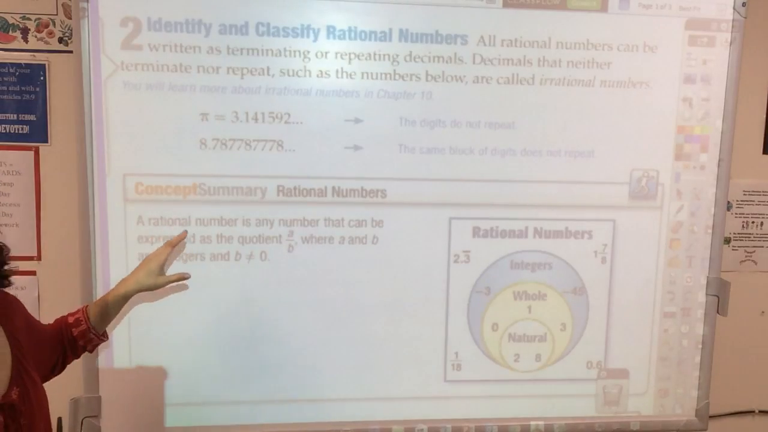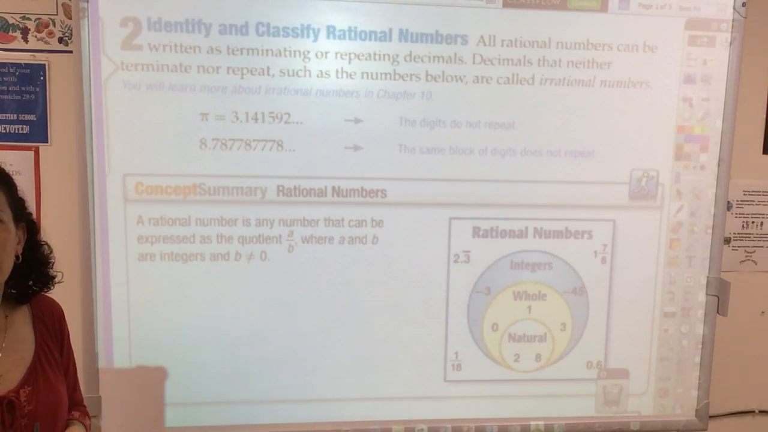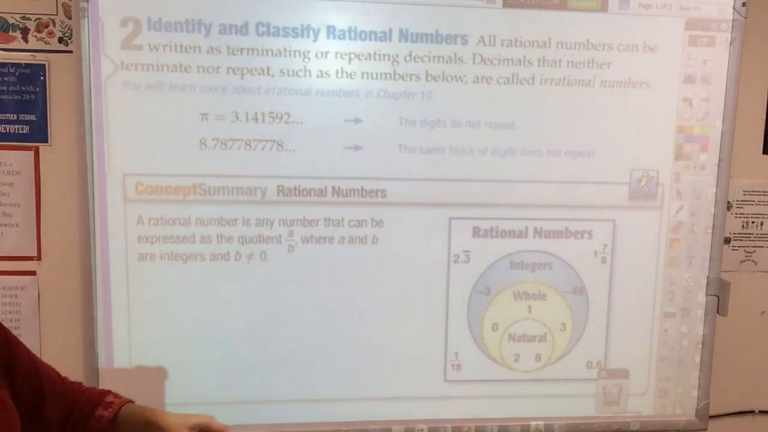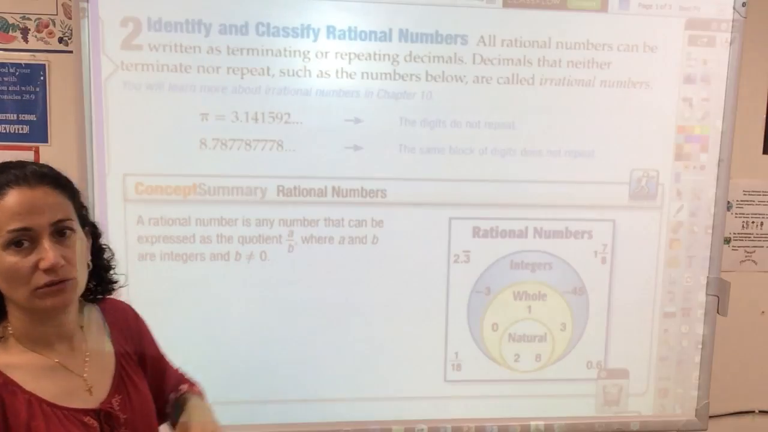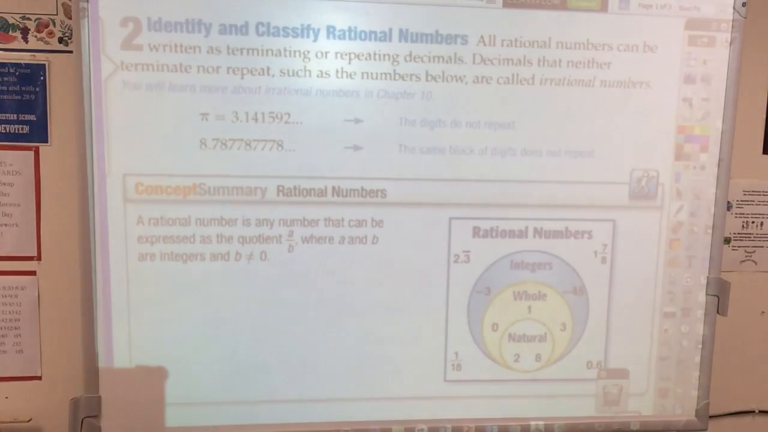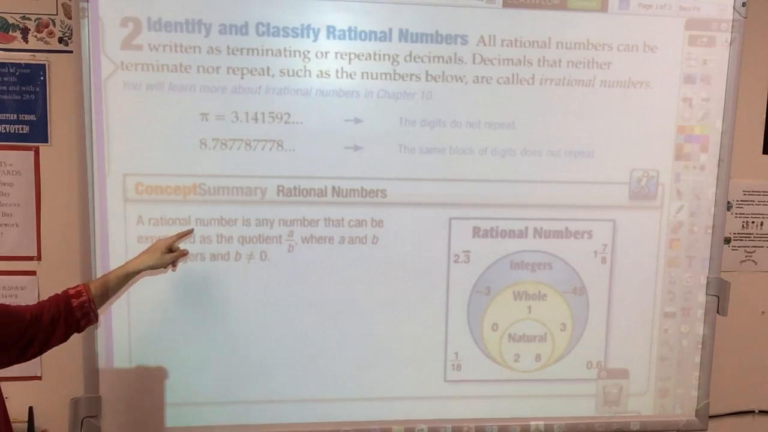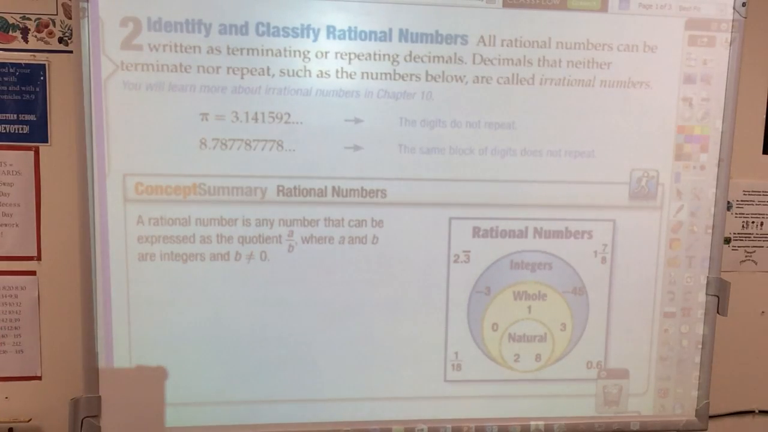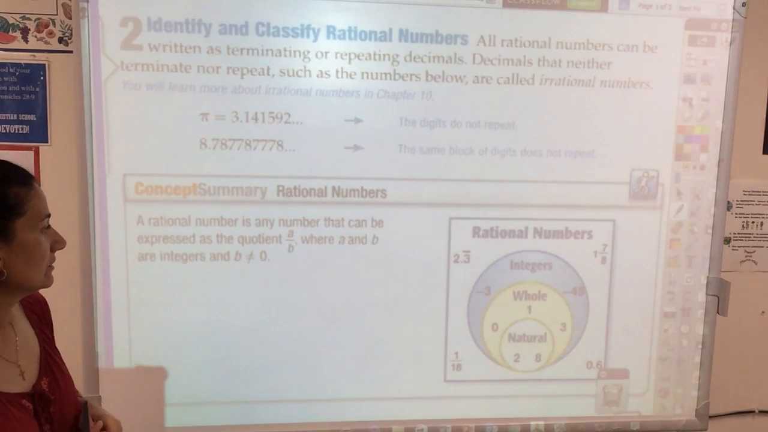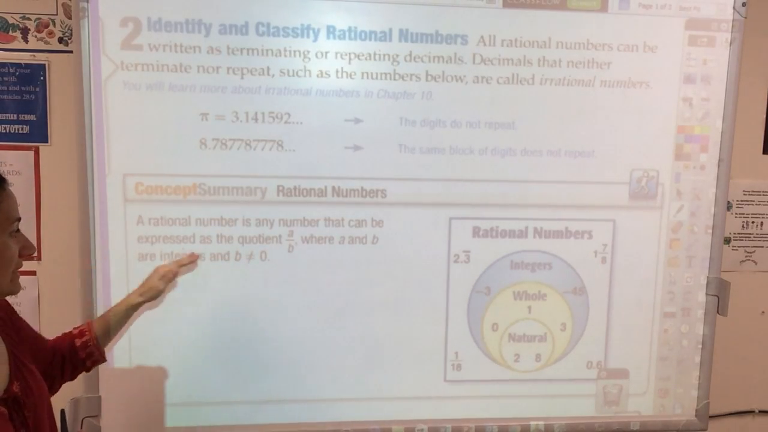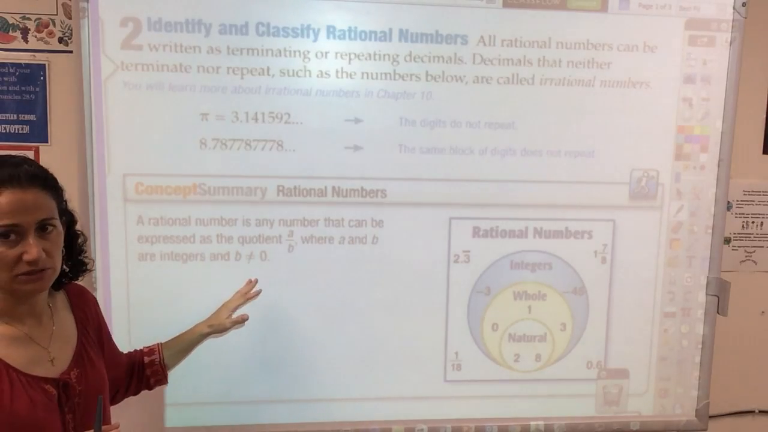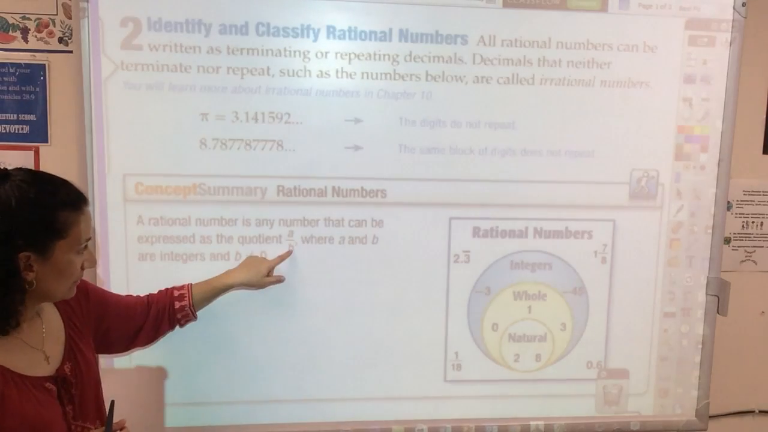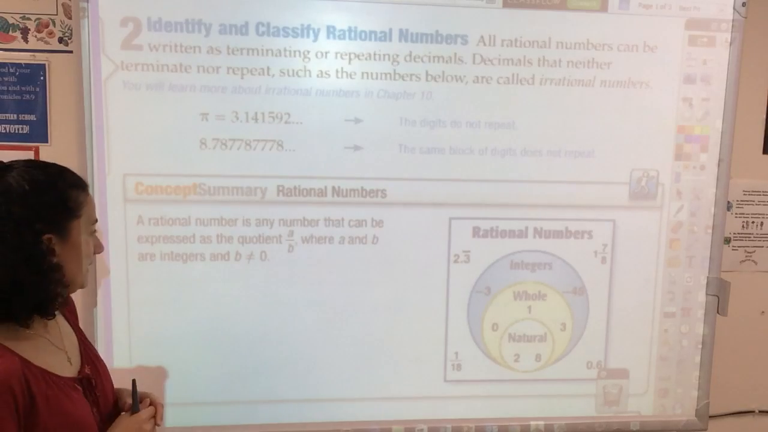A rational number, make sure you're taking notes, you're writing down the definition, and I especially want you to copy this diagram into your notebook. And I'll read those numbers in case you can't see them. So a rational number is any number that can be expressed as a quotient, a over b, where a and b are integers and b is not equal to 0. If b was equal to 0, it would be undefined.